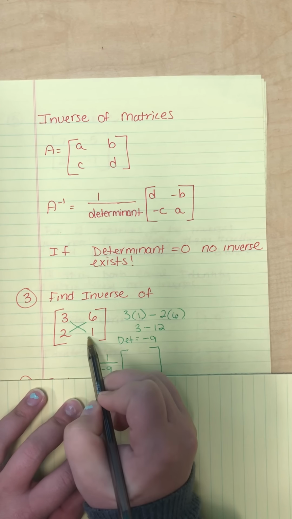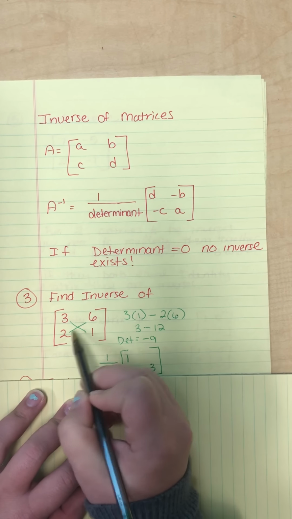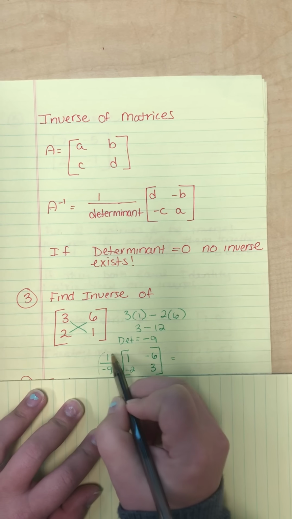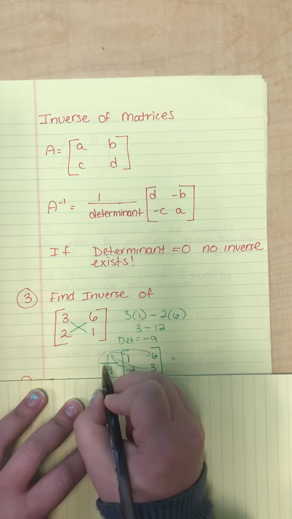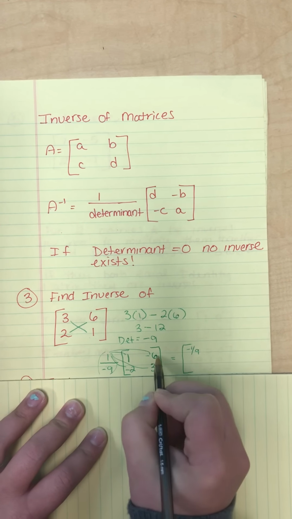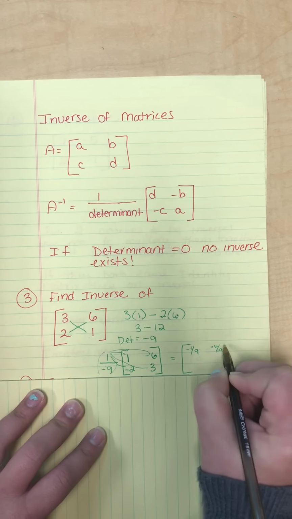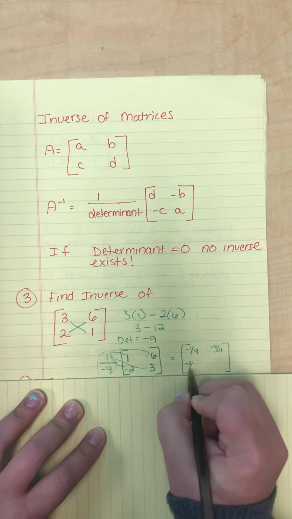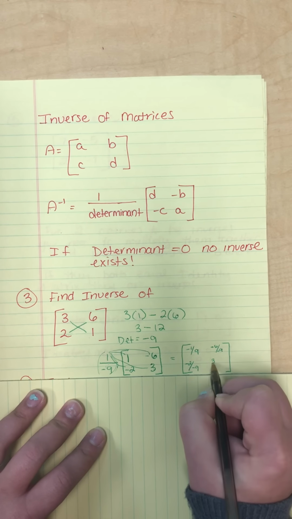I'm going to flip my A and D, so 1 and 3 flip. And 2 and 6, I'm going to make opposite of what they are. So they become a negative 6 and a negative 2. And now I'm going to multiply the 1/9 by everything. So this is multiplying by a scalar, which we did 2 videos ago. Okay, so 1/9 times 1 gives me negative 1/9. 1/9 times negative 6 gives me negative 6/9, negative 6 over negative 9. 1 over negative 9 times negative 2 gives me negative 2 over negative 9. And 1 over negative 9 times 3 gives me 3 over negative 9.